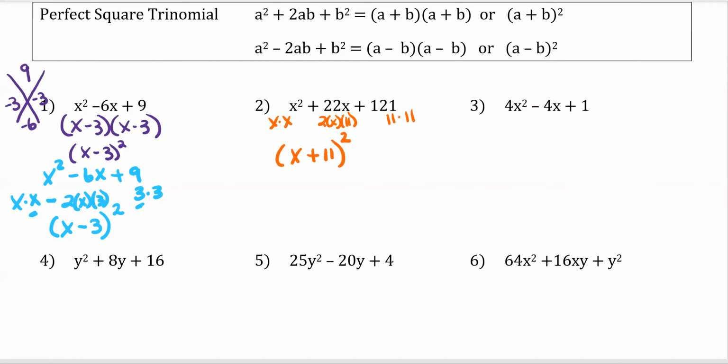Number 3, 4x squared is a perfect square, 2x times 2x. 1 is a perfect square, 1 times 1. Is the middle 2 times 2x times 1? And indeed it is. It is a minus. So we know this will factor into 2x minus 1 squared.